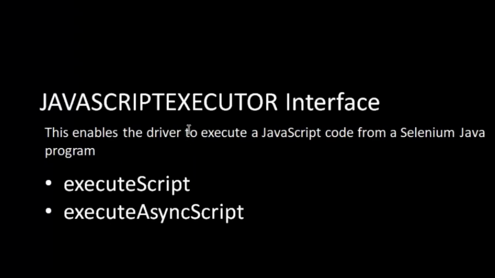Let us quickly see what we covered in today's video. We saw the JavaScriptExecutor interface could be used to execute JavaScript from a Selenium Java program. We could make use of the executeScript method to run it synchronously, and we could make use of the executeAsyncScript method to run it asynchronously.